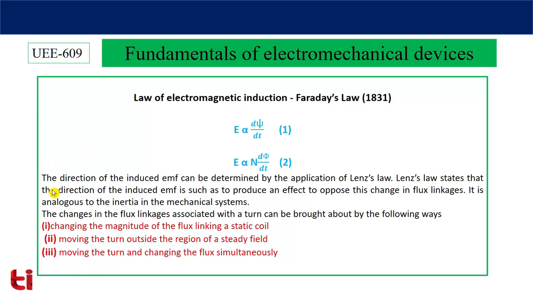In every case, the direction of the induced EMF will be such that it will oppose the cause, and the cause here is the change in flux linkage. Now the change in flux linkage can be obtained in the following three ways, as we have already discussed: changing the magnitude of the flux linking a static coil, moving the turn outside the region of the static field, and moving the turn and changing the flux simultaneously. Today we will consider this first case. Let's see.